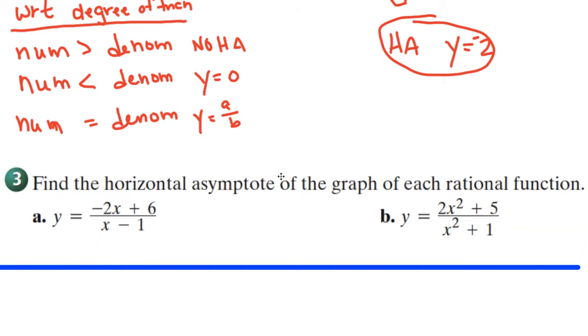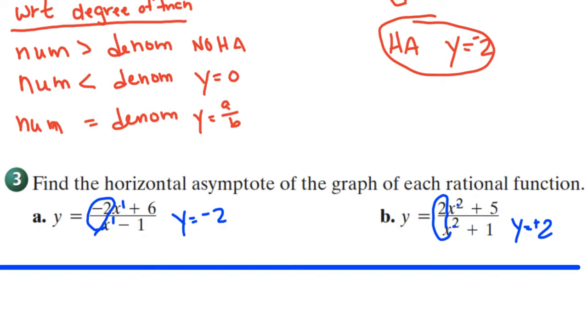Looking at the quick checks. All right, so this is degree 1 because there's a silent 1 there, and degree 1 in the denominator, so the degrees are the same. So this is the same as -2/1, so y equals -2. Next we have degree 2 and degree 2, so we have 2/1. So your horizontal asymptote is y equals 2.